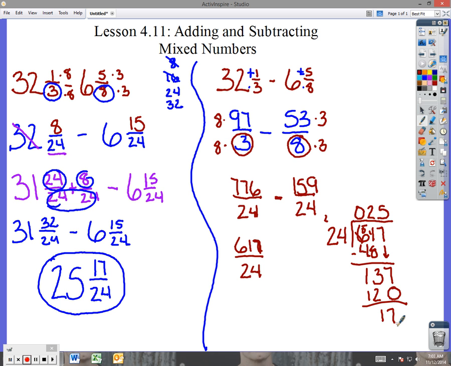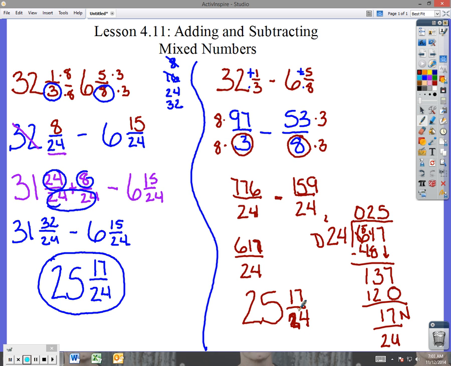Now, when I have a remainder, that becomes my new numerator. And then the divisor becomes my denominator. So let's see what we have. It goes in 25 whole times, with 17 left over, and my divisor was 24, so it would be 25 and 17 24ths.